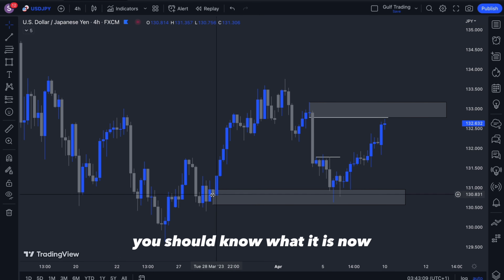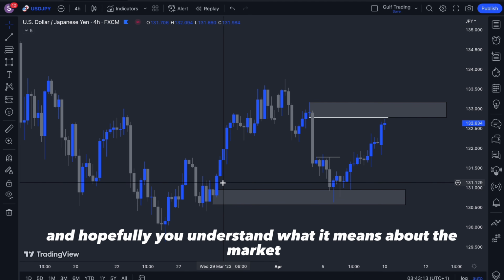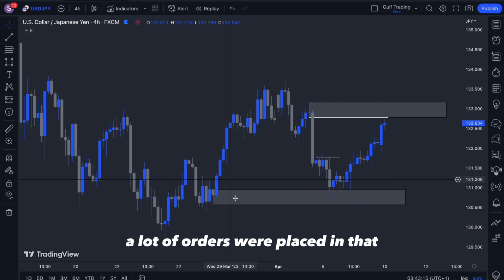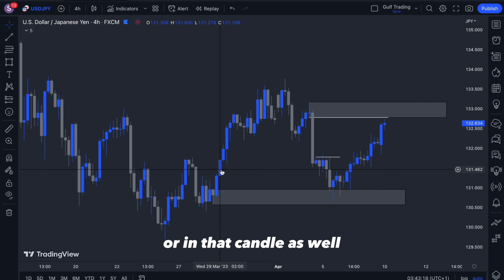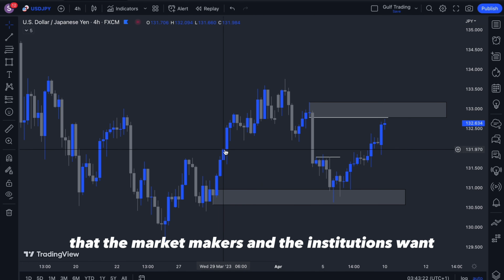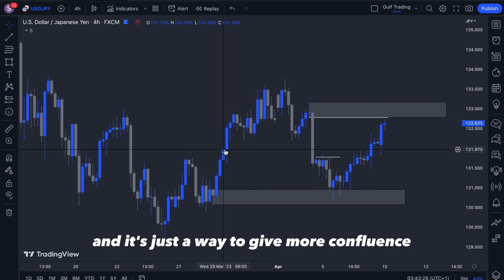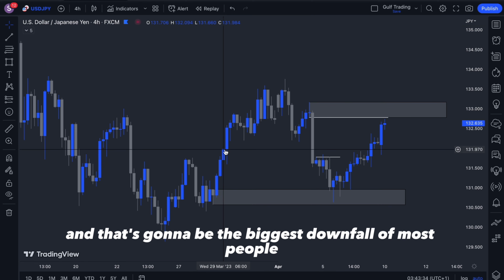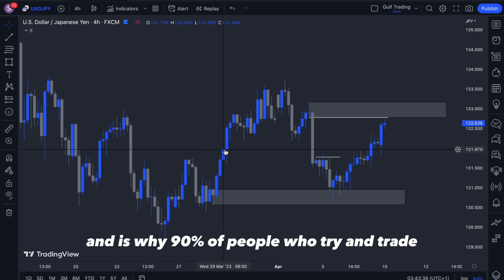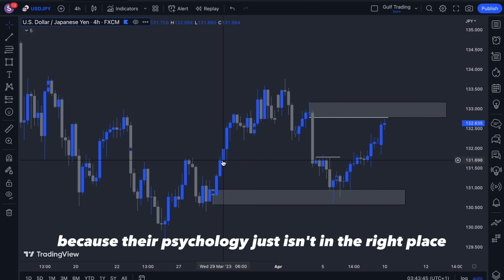You should know what it is now, and it gives you added confluence, and hopefully you understand what it means about the market and how it means that a lot of orders were placed before that candle or in that candle as well, and it shows the direction that the market makers and the institutions want to move the market in effectively. And it's just a way to give more confidence to your trades, because psychology is the main thing, and that's going to be the biggest downfall of most people, and it's why 90% of people who try and trade, it doesn't work out for them, because their psychology just isn't in the right place.